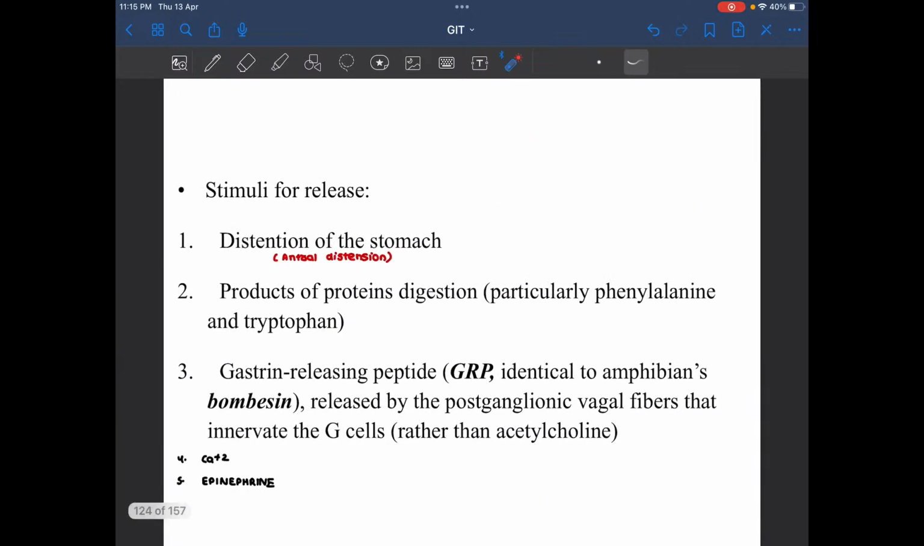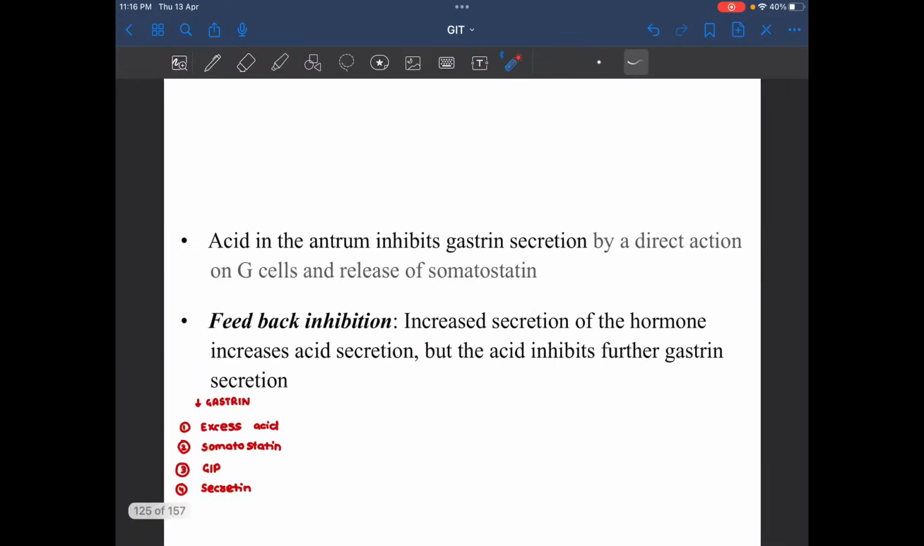So let's discuss them. What are the different stimuli for your gastrin secretion? Mainly, first is distension of the stomach as an enteric nervous system mediated reflex. Second is the product of your protein digestion. Whenever proteins break down into peptides and amino acids, especially aromatic amino acids like phenylalanine, that's going to stimulate your G cell to produce more gastrin, and that's going to increase the acidity further. Okay. Third, we studied the gastrin releasing peptide released from the vagus. We talked about that, and calcium and epinephrine are just for namesake.